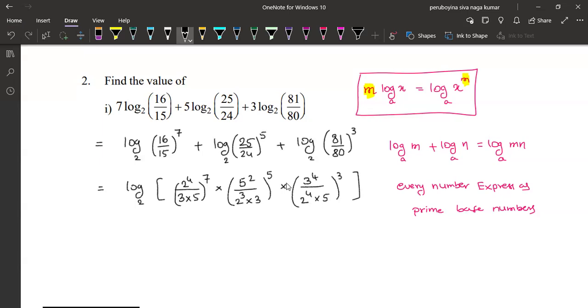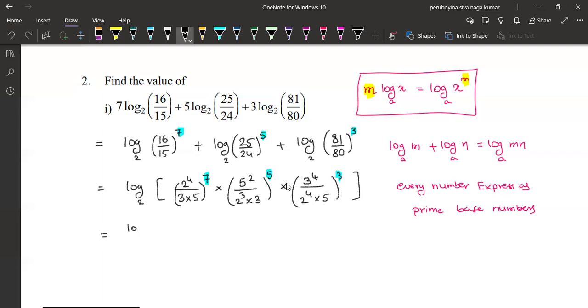Okay. So look at the whole powers. 7 is still the same and 5 is also the same and 3 is also the same. I just changed these fractions. 16 I expressed as 2 power 4. 15 as 3 into 5. 25 as 5 squares. 24 as 2 cube into 3. 81 as 3 power 4. 80 as 16 into 5. 16 again 2 power 4.